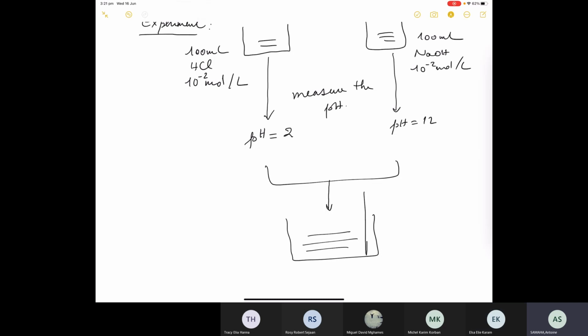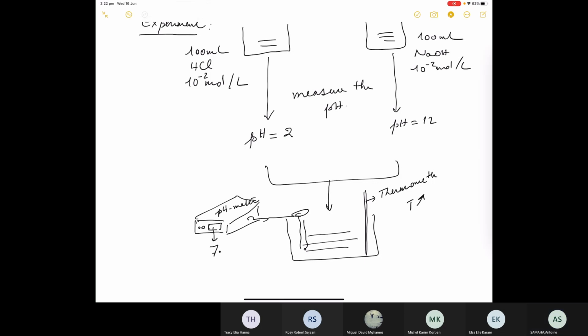If we place a thermometer we find that the temperature increases, as we have a rise in temperature. And if we measure the pH of the solution using a pH meter, we find that it shows 7.0.